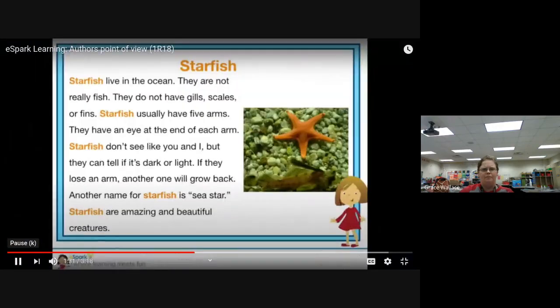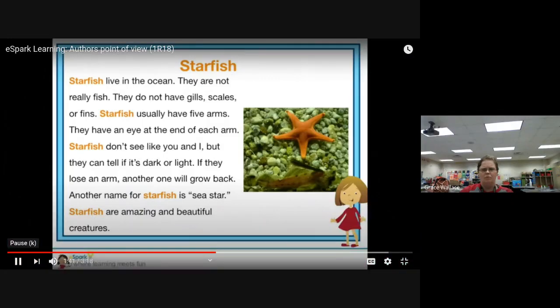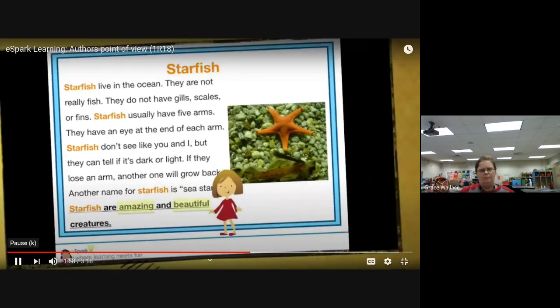It's pretty easy to tell what the author's purpose is, right? To teach us about starfish. The title, the picture, and the word starfish are the clues. But what do you think the author thinks about starfish? Look here at the last sentence. It says, starfish are amazing and beautiful creatures. Amazing and beautiful are describing words that help us learn that the author really likes starfish.